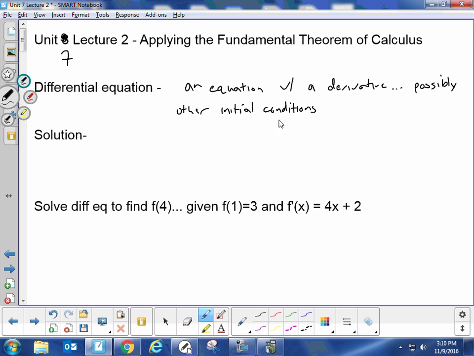You'll be asked to solve differential equations, but the solution is not like a value. The solution is an equation, the original function that satisfies all the conditions.